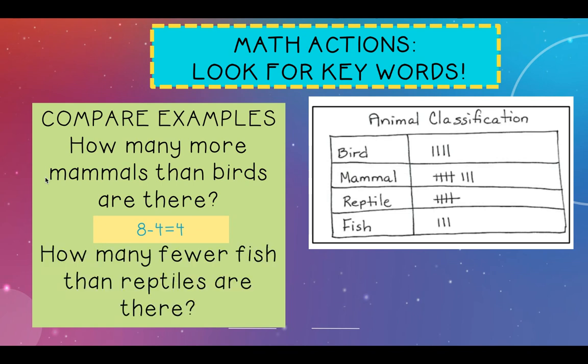How many fewer fish than reptiles are there? 5 minus 3 equals 2, okay? Because there are 5 reptiles and 3 fish. So basically that means that there are 4 more mammals than birds, and there are 2 more reptiles than fish.